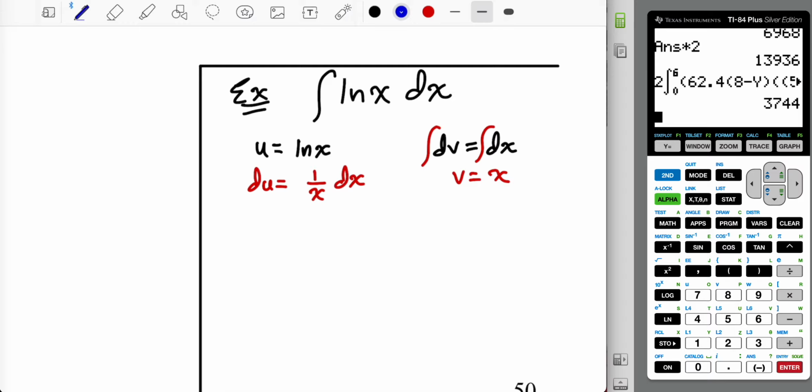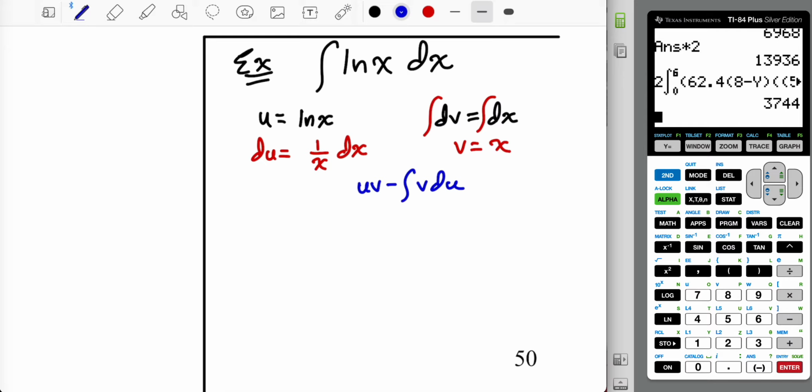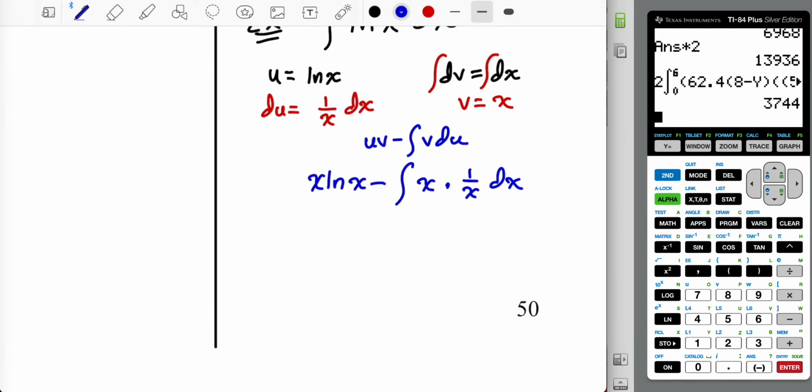So again, uv minus the integral of v du. All right, so u is ln of x, v is x, so x ln x, minus the v, which is x, du, which is 1 over x dx. So antiderivative of 1 dx, we get x ln x minus the antiderivative of 1 with respect to x, which is x, and so this is where our antiderivative rule for the natural log of x comes from.